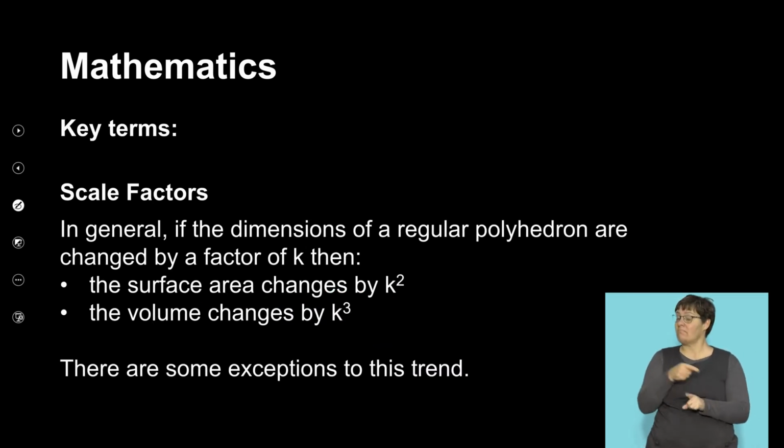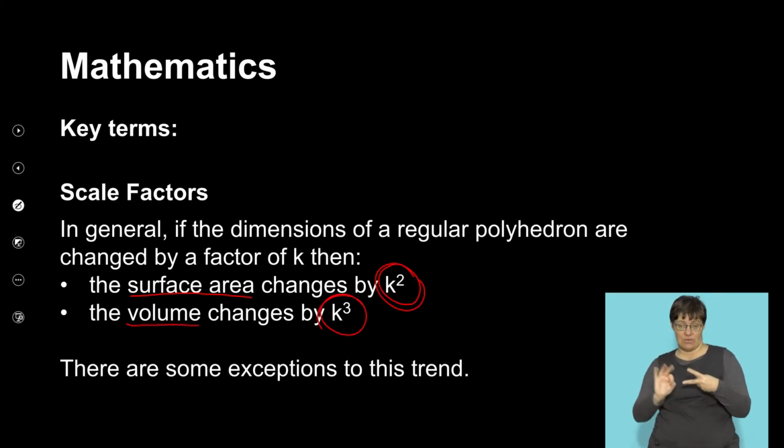Continuing on that note about scale factors, in general, if the dimensions of a regular polyhedron are changed by a factor of k, then please note that the surface area is changed by k squared and the volume is changed by k cubed. So please note there are some exceptions to this trend. There are some cases where it won't be the surface area multiplied by k squared and the volume by k cubed. But in general, when I've changed my dimensions by a scale factor of k, the surface area changes by k squared and the volume by k cubed.